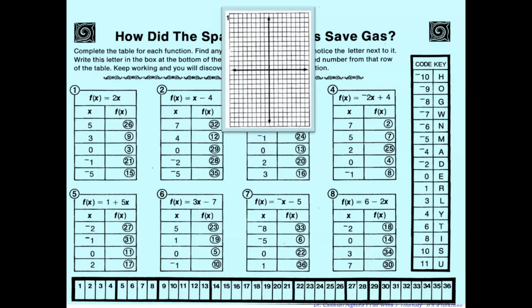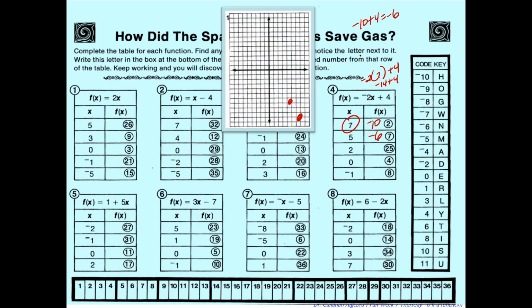Let's go over number 4. When x is 7, you have a -2 times 7 plus 4. -2 times 7 is -14, plus 4 is a -10. So you're gonna go to 7, go all the way down to -10. Okay, then you have 5. -2 times 5 is a -10. -10 plus 4 is a -6. 5, -6. So 5 is right here, all the way down to -6.